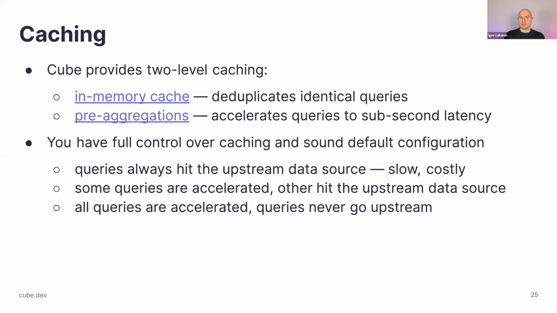And that is implemented with the in-memory cache. Basically it allows you to not go to the upstream data source when identical queries arrive; the second, third, and subsequent queries will be served from the memory cache. And pre-aggregations are a more long-term solution to caching that actually transforms and stores a version of data from a data warehouse in an intermediate representation, so-called rollups, and serves your queries from them. And yeah, you're in full control.